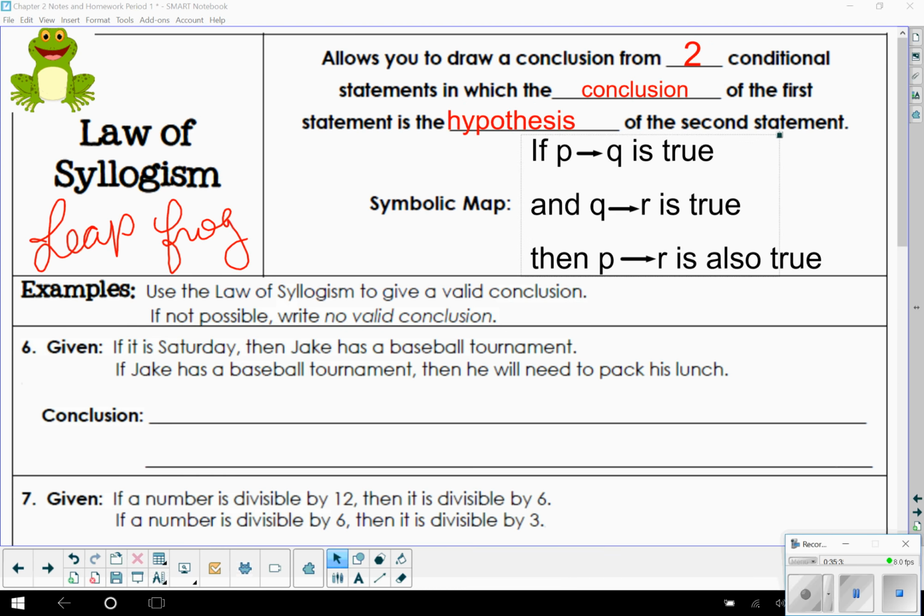Okay, so there's the symbolic map. So this is what I mean by leapfrog. You start with P, and it goes to Q. Q drops down as your leapfrog, and it goes to R. So you get rid of the Q's in the center, and you get the P and the R.